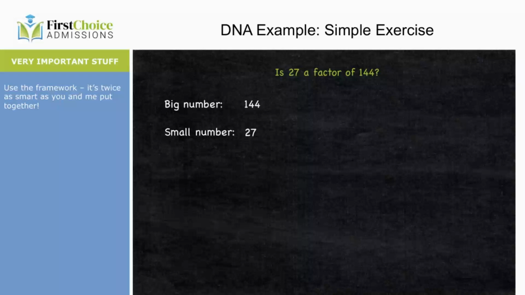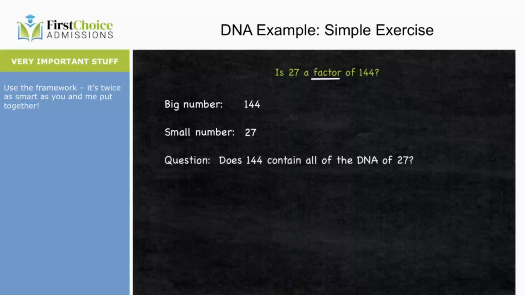If we were dealing with more complicated numbers and it wasn't quite as obvious, notice that they tell you that 27 is the small number because they call it a factor. So what we're really being asked is, does 144 contain all of the DNA of 27? Or if you want to put that in math, is 144 over 27 an integer?